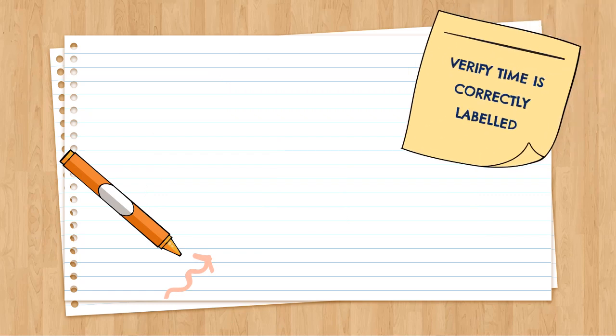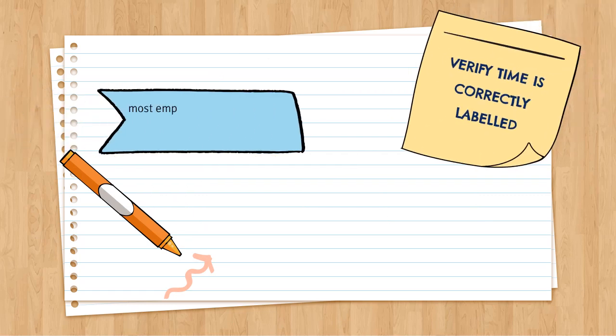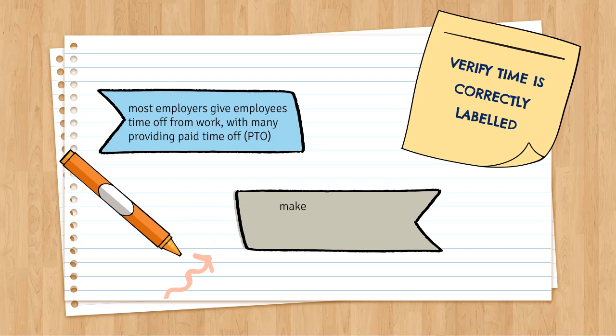Third, verify time is correctly labeled. Most employers give employees time off from work, with many providing paid time off. If a company provides time off, they have to make sure that the person in charge or the employee themselves properly labels time when running payroll. That way, the company can easily identify when an employee worked and when they didn't. Be sure to label time off as vacation, personal, sick, or whatever label the company uses.